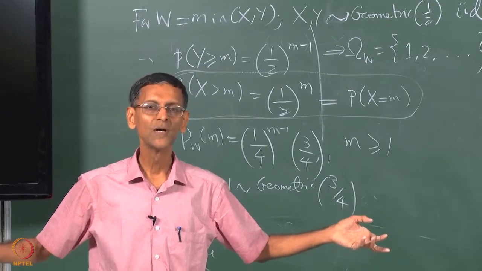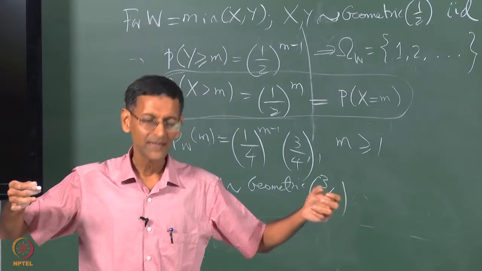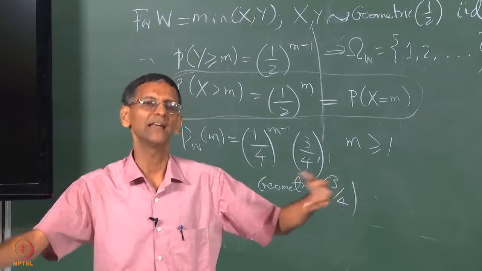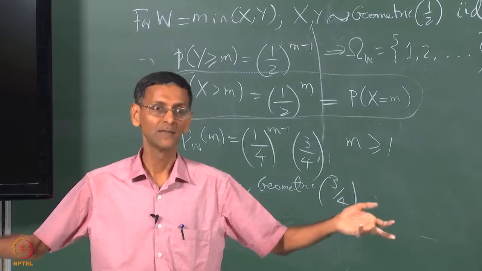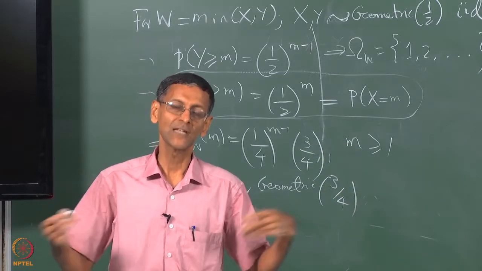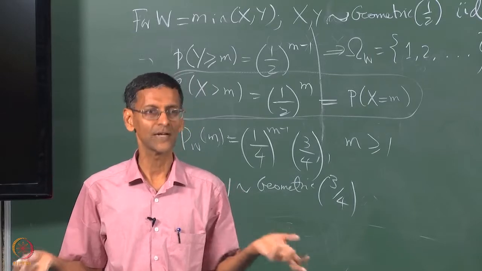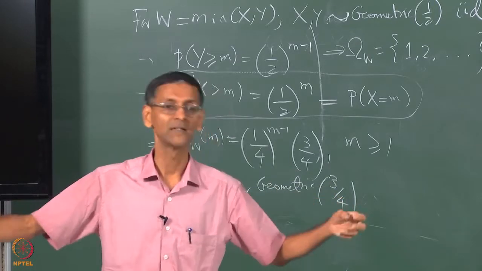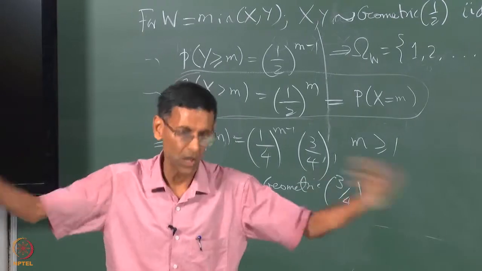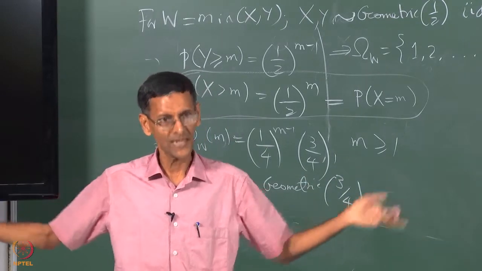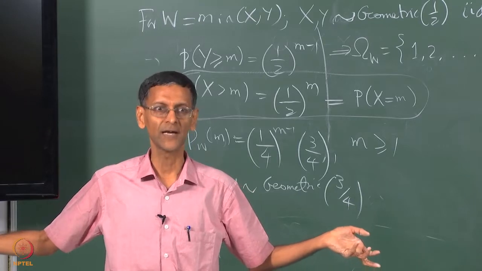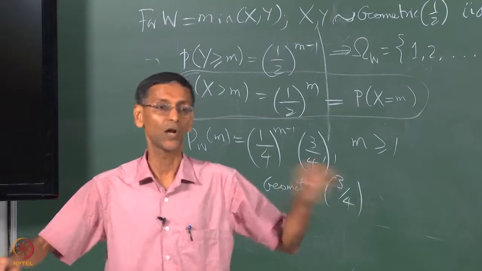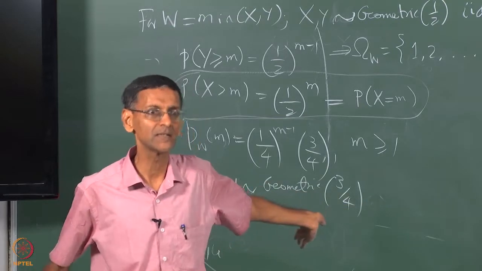So when do you say that W takes a value 3? You get a head here or a head here, the first one. So that experiment will succeed with probability 3 by 4. If you get neither, then you toss one more time. So obviously that is geometric. The composite experiment is geometric with probability 3 by 4, where you are only looking at a head here or a head here. So that is what is reflected in this.